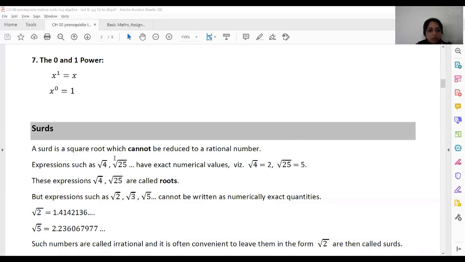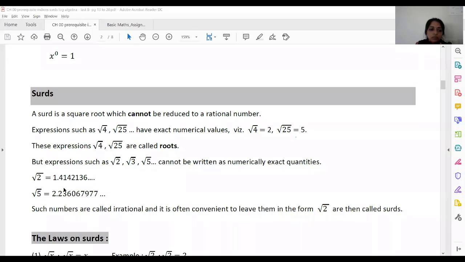A surd is a square root which cannot be reduced to a rational number. Dear students, here square root of 4 is 2, and square root of 25 is 5. So these expressions are called roots, but they can be written as an exact quantity, or we can say a perfect number. So these are not surds. But square root of 2, that is 1.41 and so on, and root 5, 2.2360, are surds.